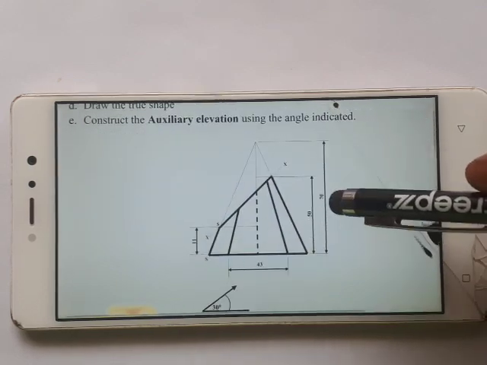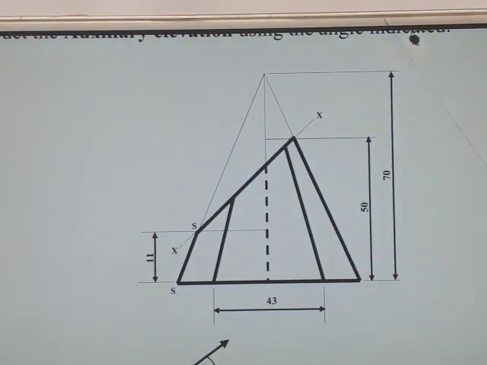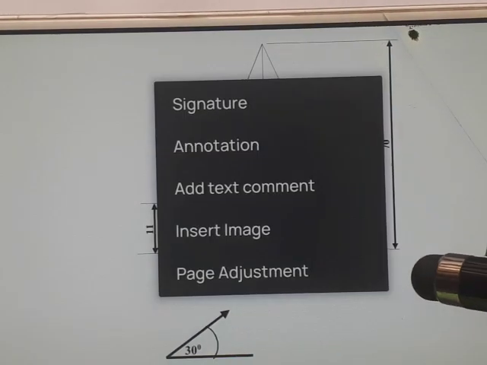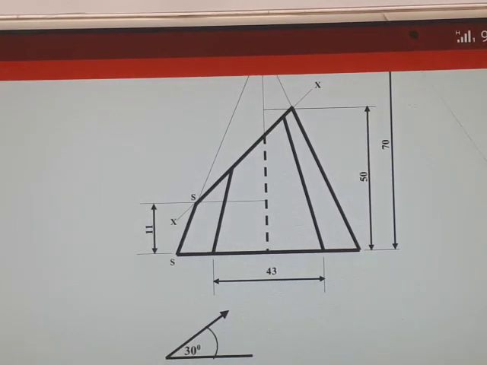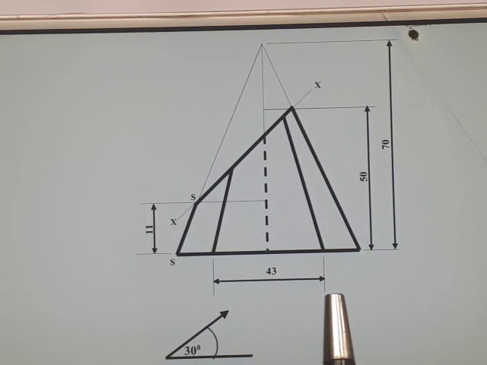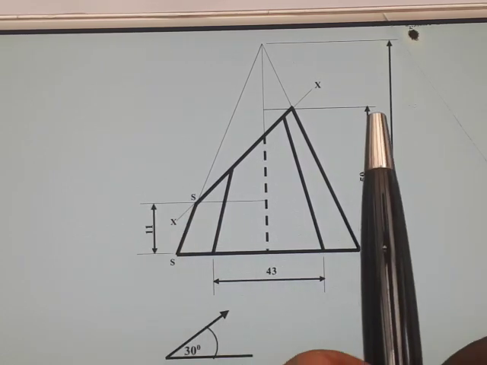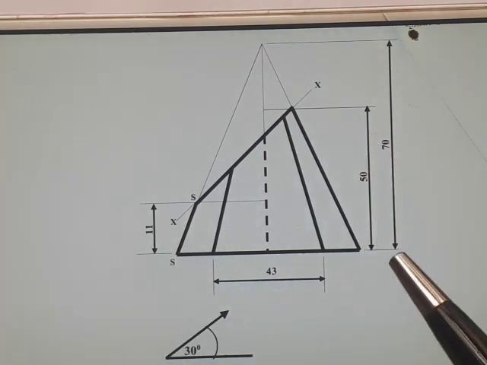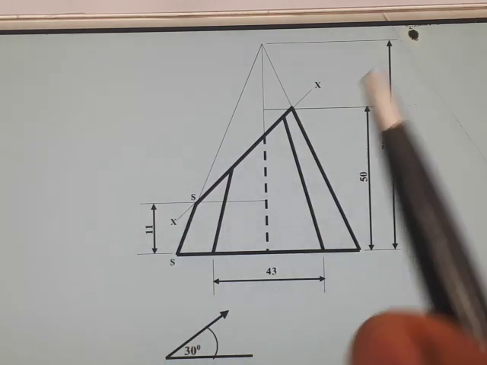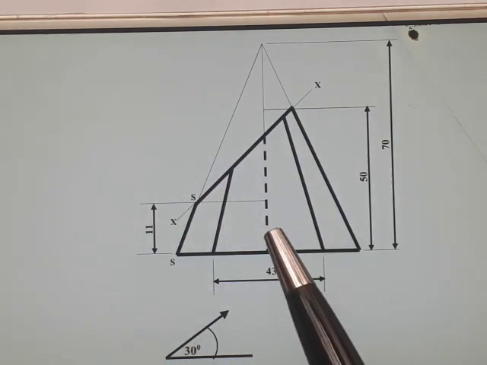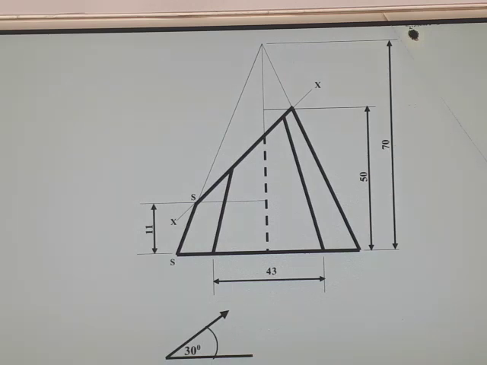Alright, so with these dimensions given, let me zoom that in so you can take a screenshot of it. So that's it. With these dimensions given, we're given the side of the pentagon to be 43. This height here 11, this height here 50, and the assumed total height, because it has been truncated, it is a truncated pentagonal pyramid, the height there is 70. All right, so let's start.